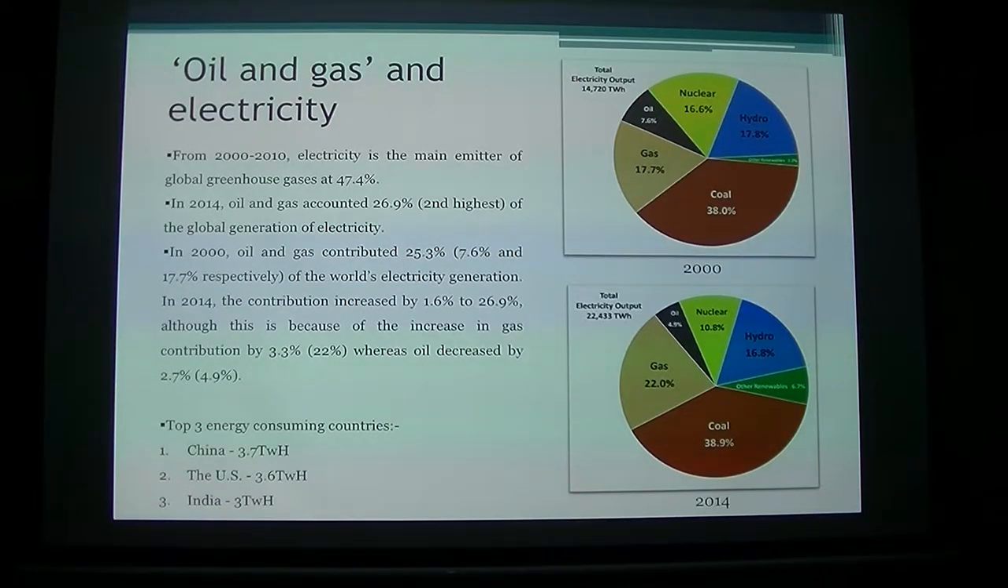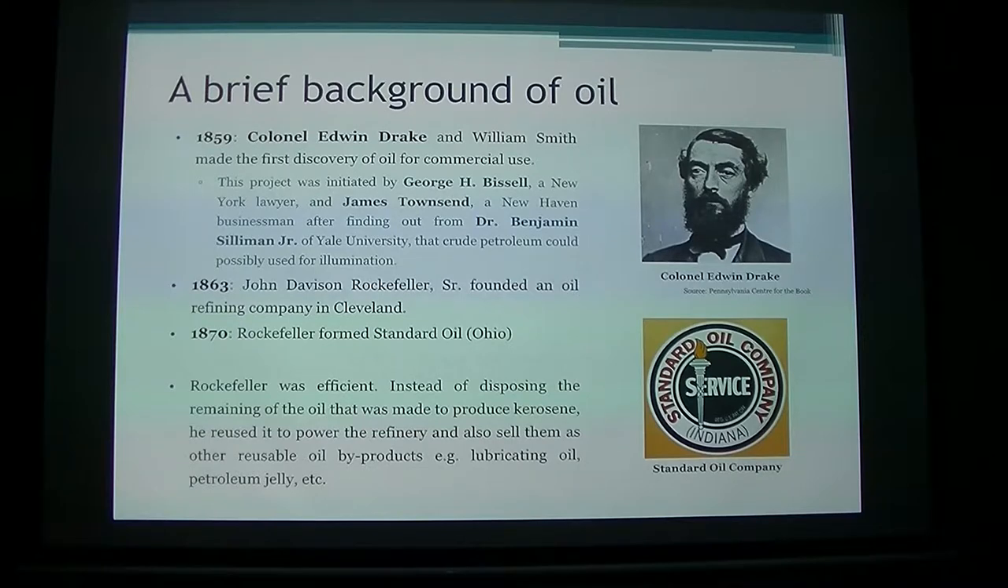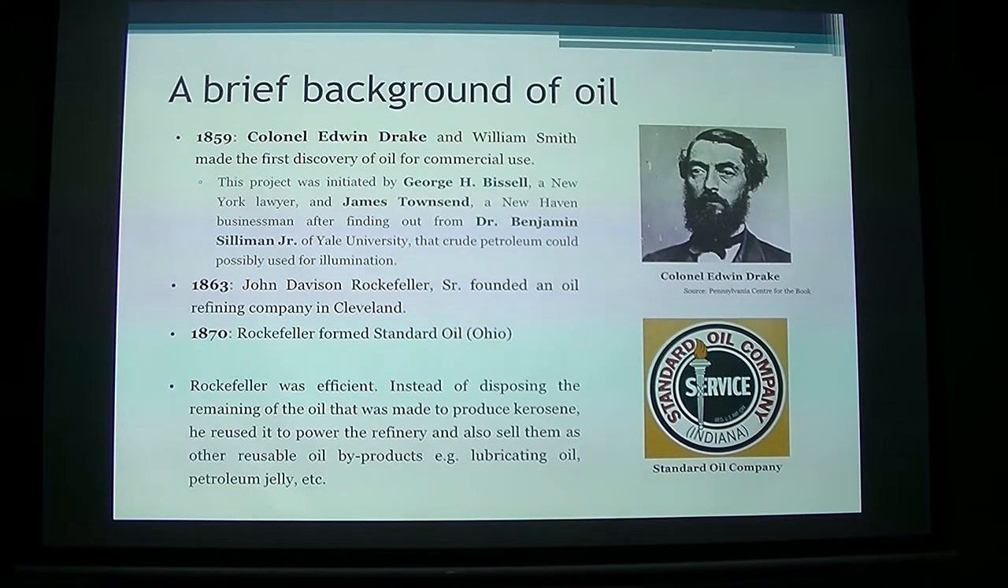A brief background of oil. In 1859, Colonel Edwin Drake discovered oil in Western Pennsylvania, and this was because a professor at Yale University discovered that crude petroleum or oil could be a substitute as a source for illumination. At that time, from what I read, they used whale oil.